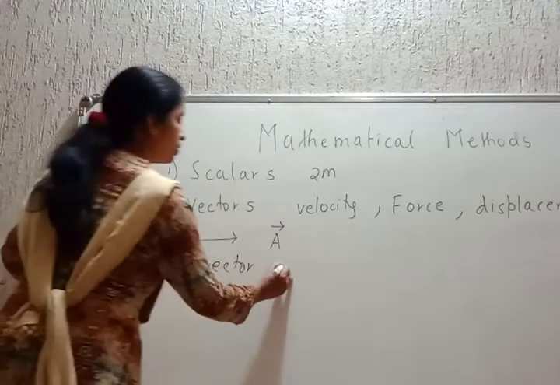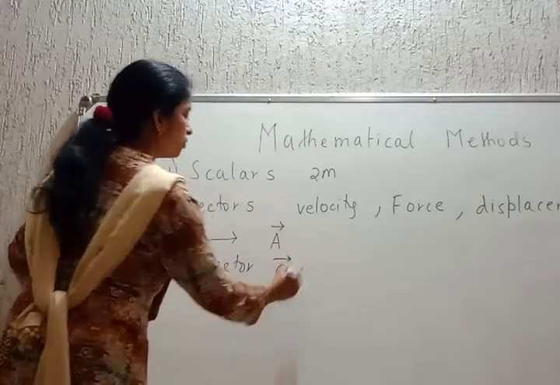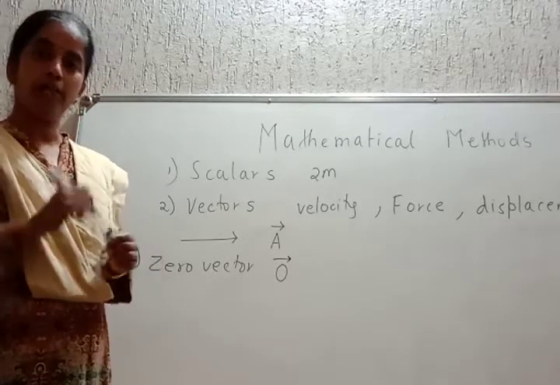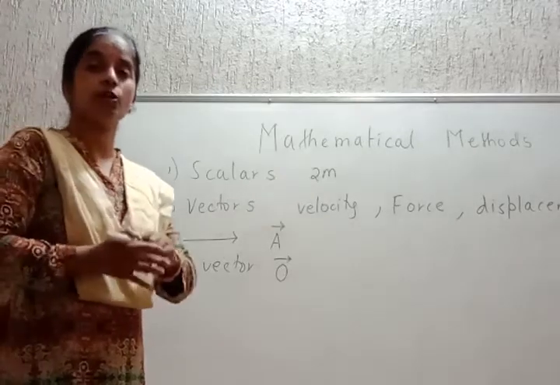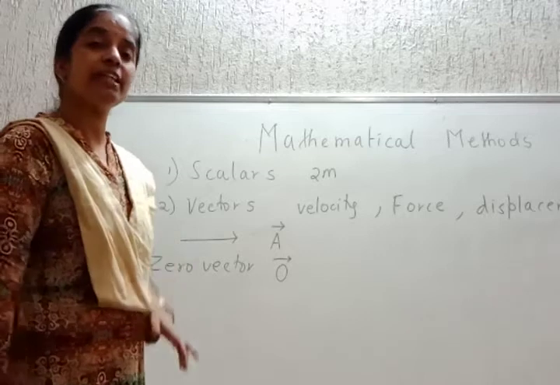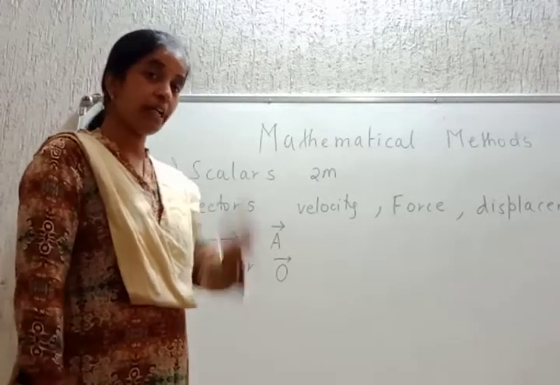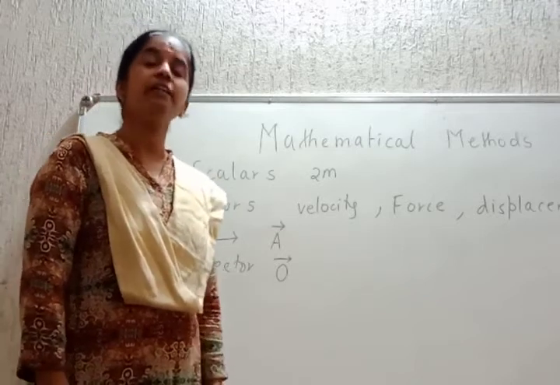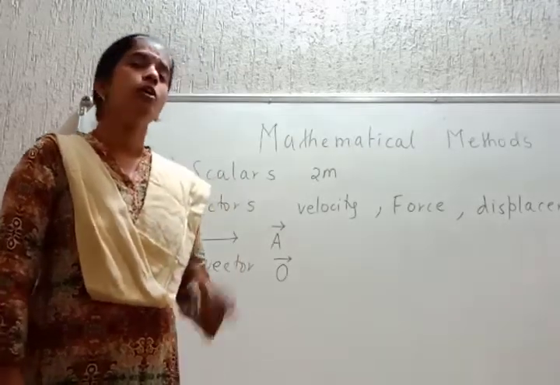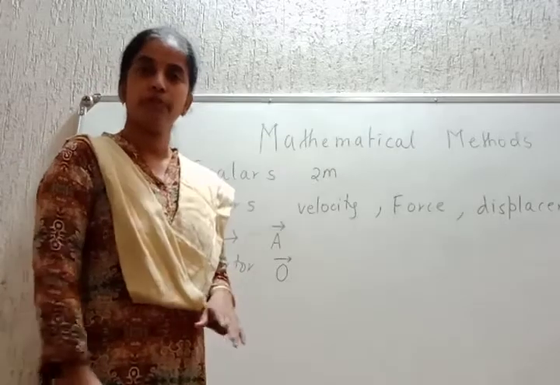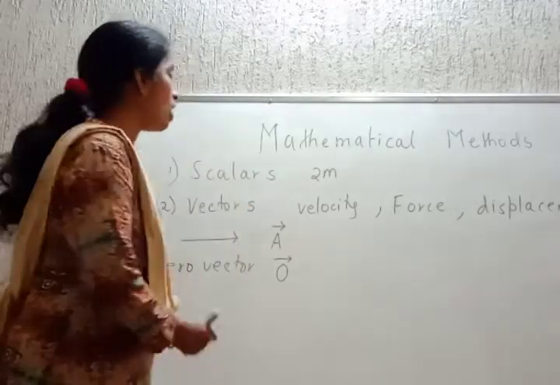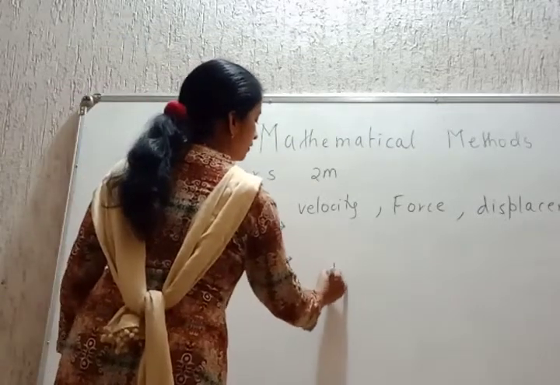Zero vector is shown as zero with an arrow on top. You should say this is a zero vector. Zero vector is a vector which has no magnitude but a particular direction. Zero vector is a vector which has zero magnitude but a particular direction. Example, velocity of a stationary body.